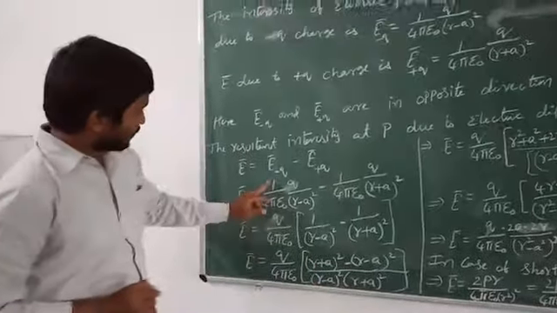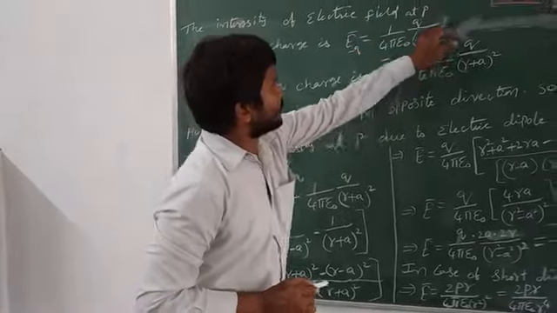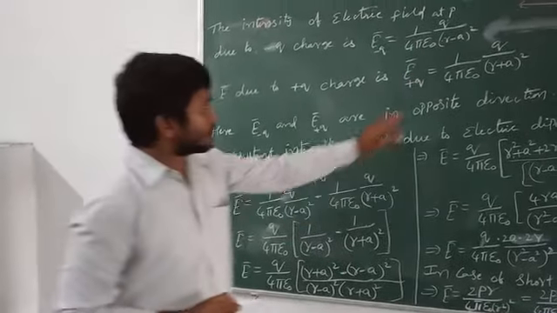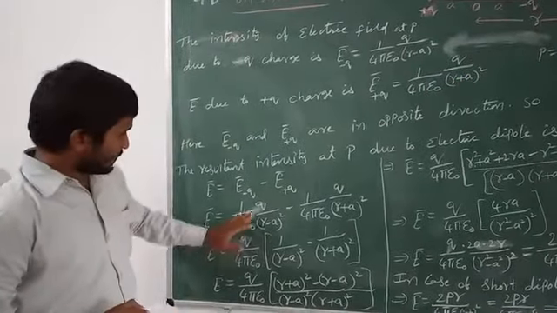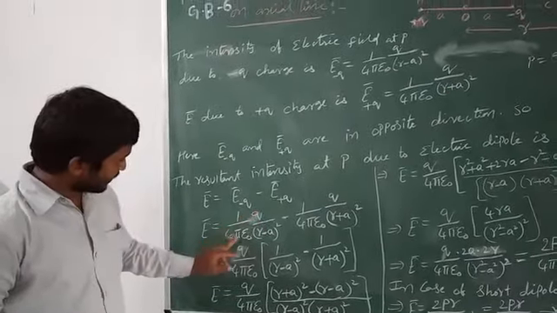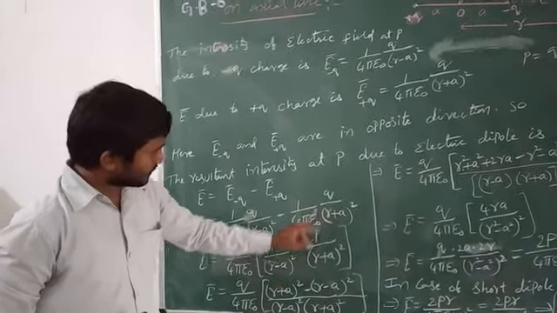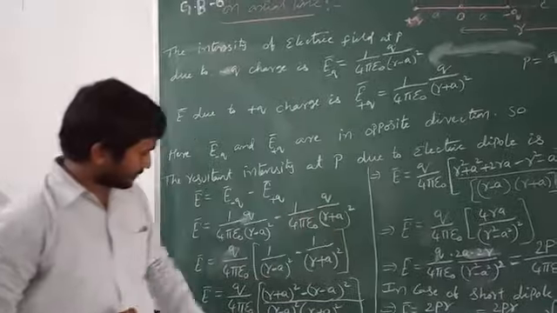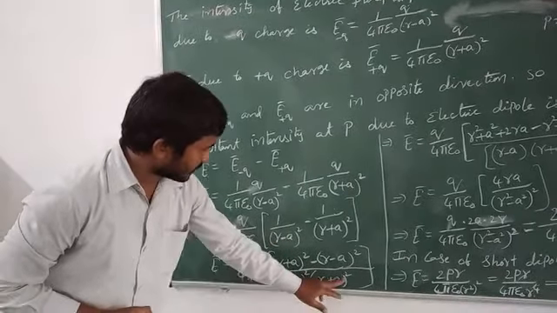Therefore E equals E bar minus Q, which is 1 by 4 pi epsilon naught q by r minus a whole square, minus E bar plus Q, which is 1 by 4 pi epsilon naught q by r plus a whole square. Now, what do we take common in both? q by 4 pi epsilon naught is common, giving 1 by r minus a whole square minus 1 by r plus a whole square. The LCM of these two is r minus a whole square into r plus a whole square.